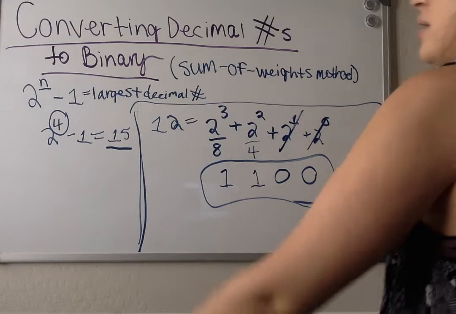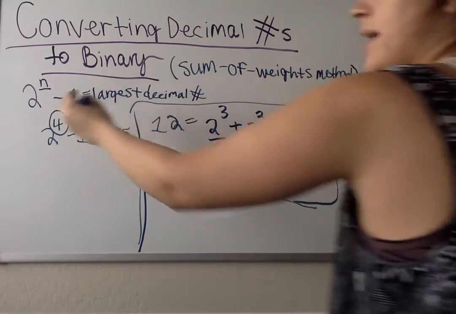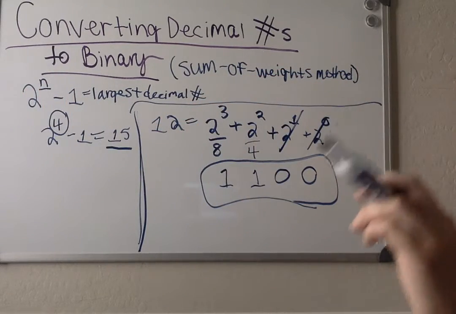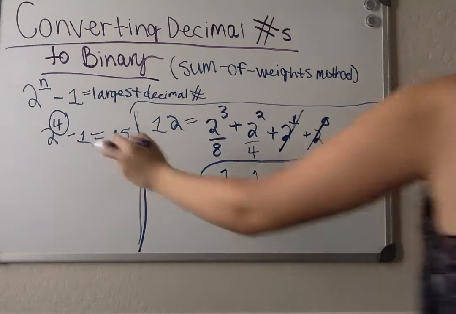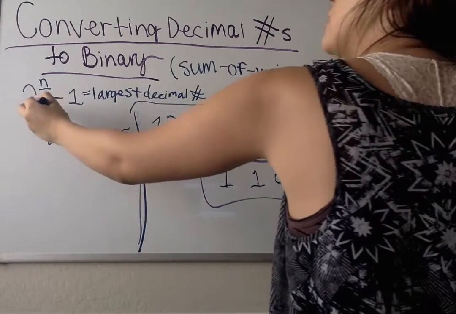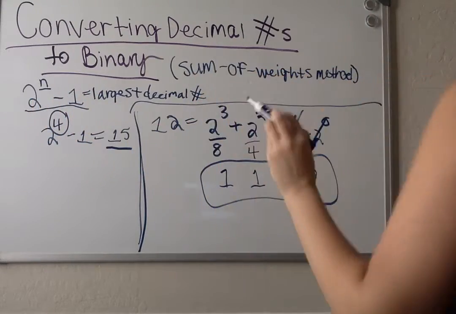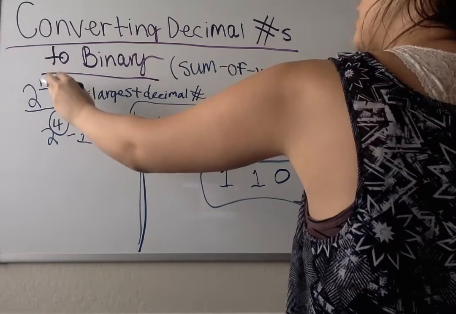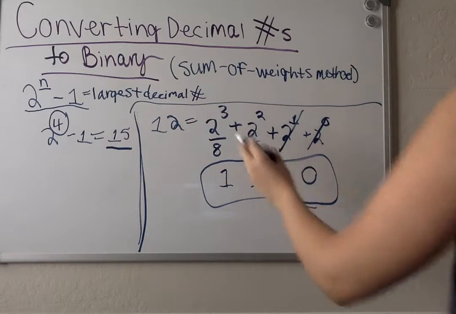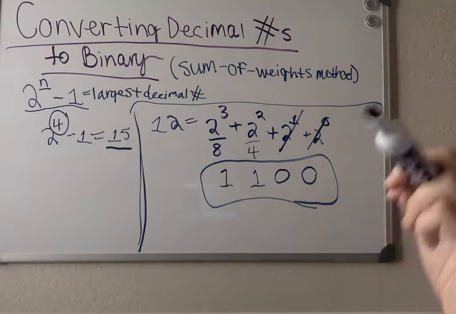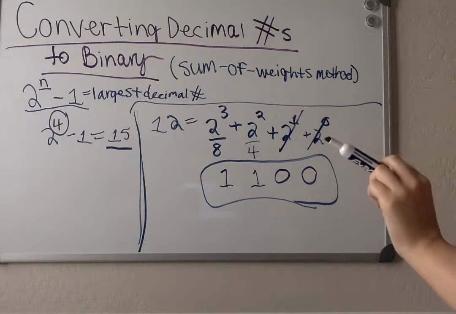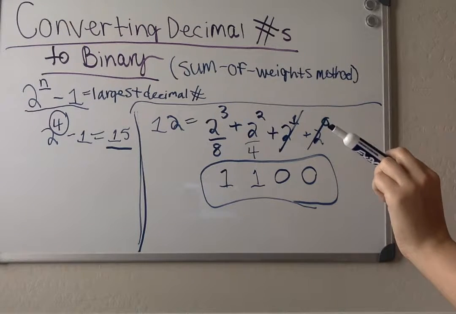So remember, if you are worried about how many bits you need to represent a decimal number, then you just need to use this for the sum of weights, 2 to the n minus 1, and put in the number of bits you expect, and then it'll give you the largest decimal number you can do, remembering that 0 is always the number you're going to start at, okay?